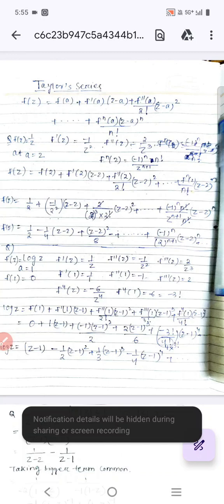Good evening everyone. Today we will practice some questions on Taylor series, Laurent series and calculus of residues. So first I have taken some of the questions from Taylor series.